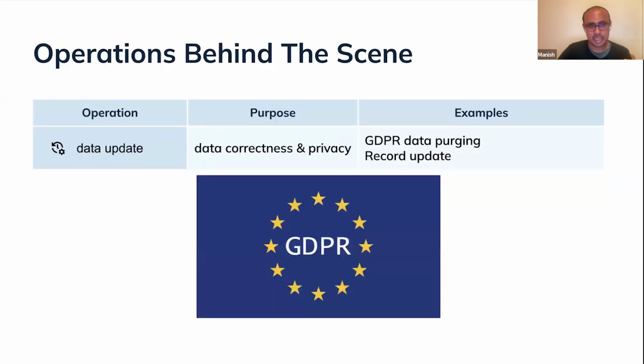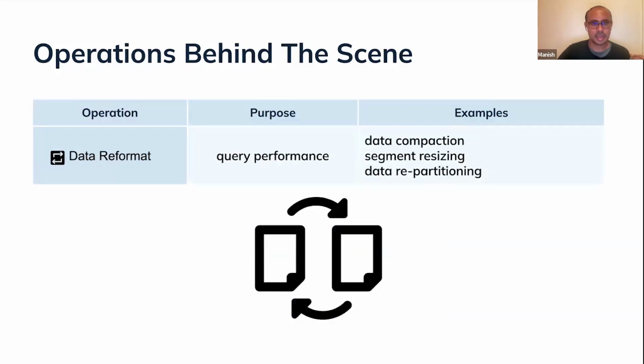Now your data has been ingested. Now we want to update the data, or maybe remove something. GDPR is one example that I've given here. Say you want to purge some records, remove some records, or update some record. So that's a data update. That's another operation. And the third one is data reformat.